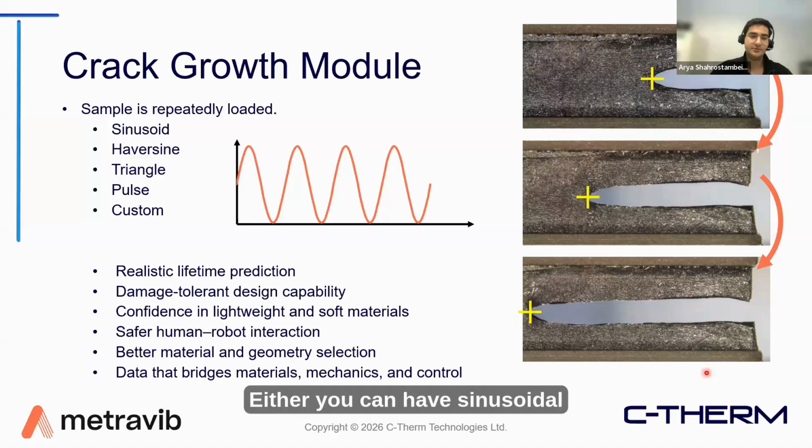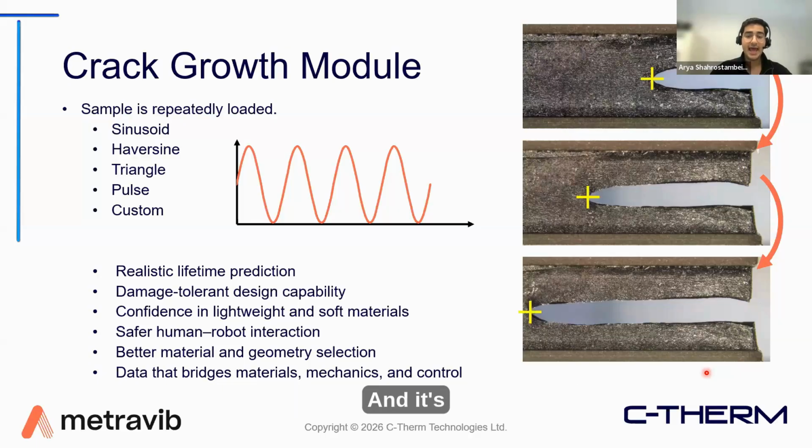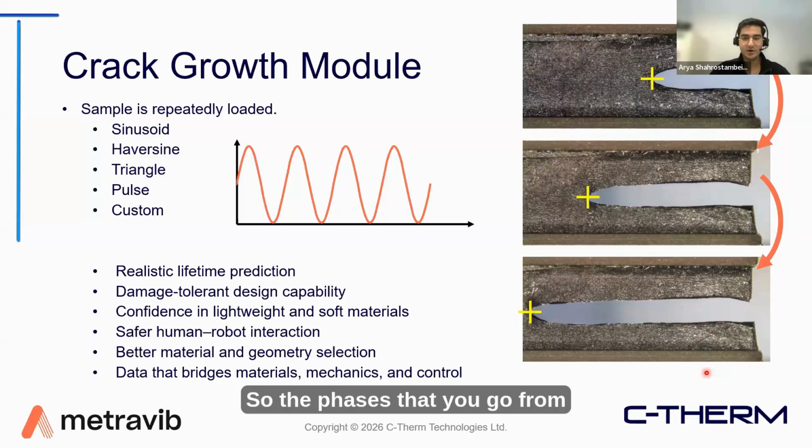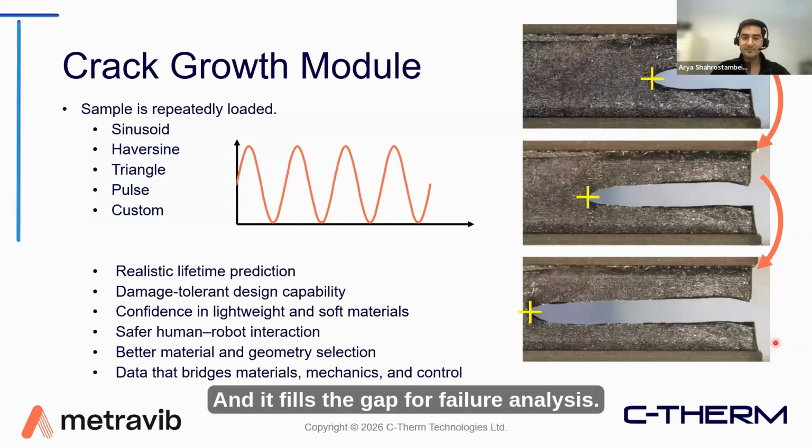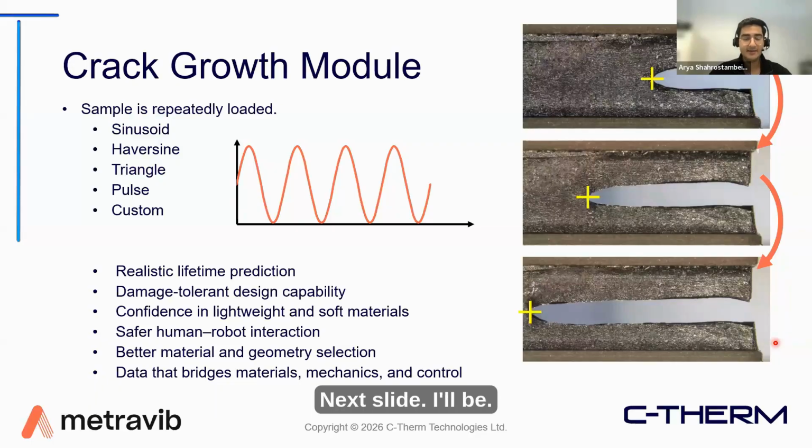Either you can have a sinusoidal waveform for deformation, impulse, triangle, or haversine, or other customized deformation for your material. And it's basically focusing on after failure. So the phases that you go from initiation of the failure all the way to the complete failure of the material. And it fills the gap for failure analysis. Next slide.